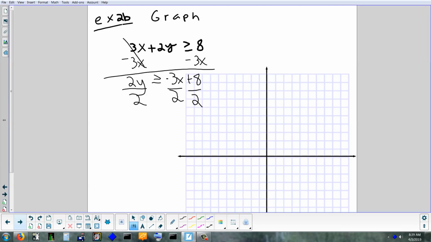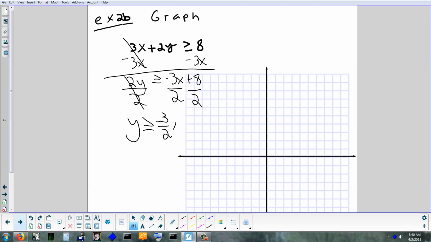So the whole reason why I did it was to get y by itself. There it is. Here's my sign. Now how about negative 3 over 2? Does that simplify? Does 2 go into 3 evenly? No. So what should I do? Just leave it like it is.